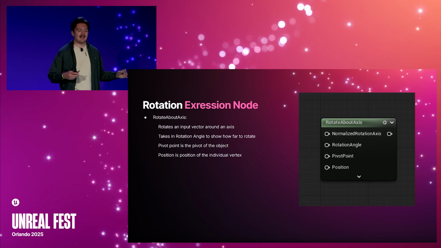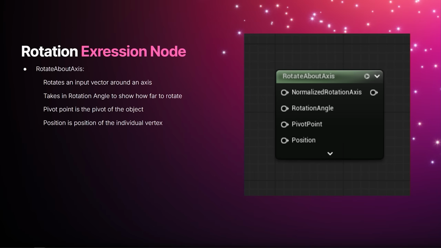Then we have the rotate about axis expression node, which you can use to rotate a vertex about an axis. You need to input the axis you're rotating on, which is a 3D vector, the angle you're rotating it by, which is a float, the pivot point you want to go off of, which is a 3D vector, and then the vertex's position, which is also a 3D vector.